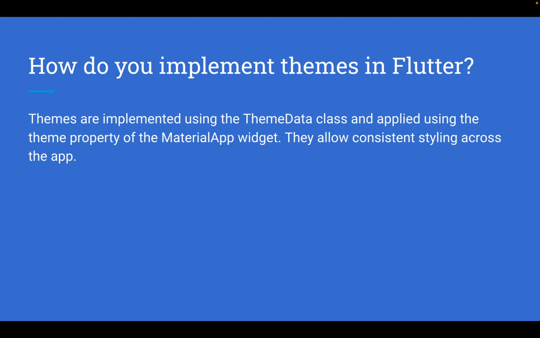How do you implement a theme in Flutter? Themes are implemented using the ThemeData class and applied using the theme property of the MaterialApp widget. They allow consistent styling across the app.